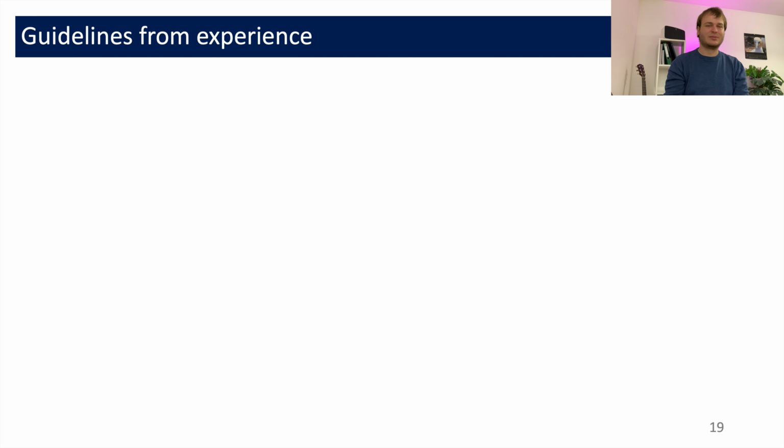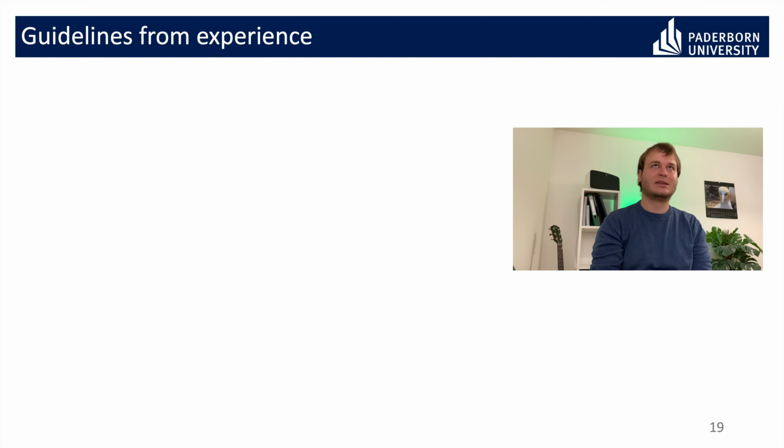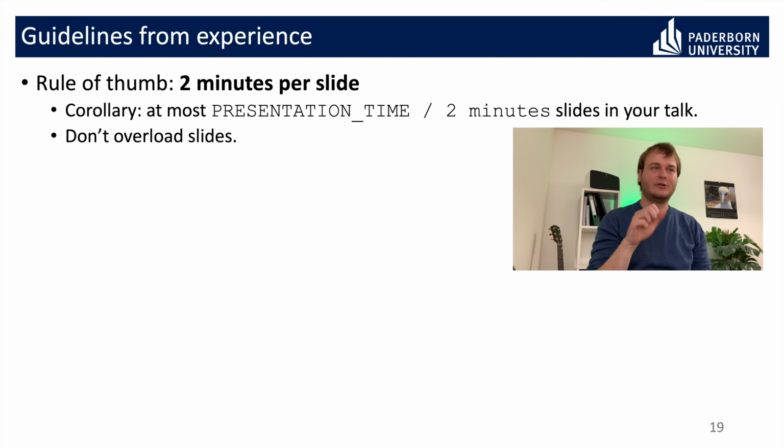We also have some guidelines that we have from experience that we gained. The first thing is that usually you want to talk about roughly 2 minutes about every slide that you have. In particular, this means that you can compute how many slides should be roughly in your talk in order for your talk to reach the desired number of minutes. And the second thing is that you shouldn't overload slides. So if you have one slide that you talk 10 minutes about, then it's probably a good idea to start splitting the slide up. All of these are just rough guidelines, so it may be a good idea to deviate from them.